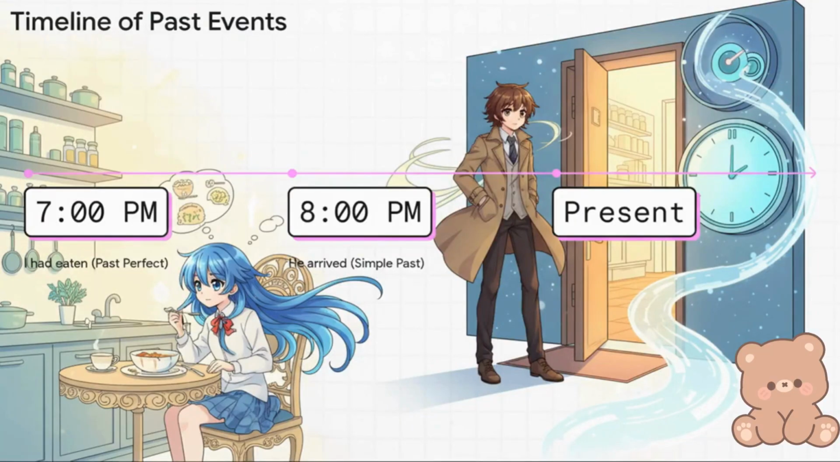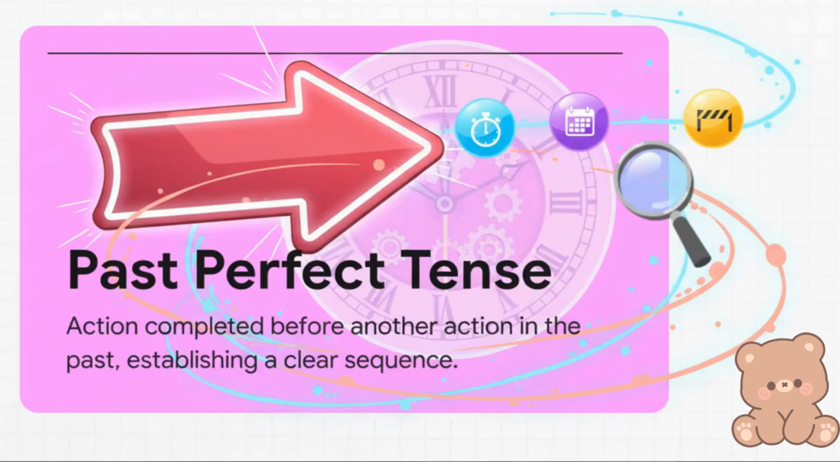Think of the simple past tense as our base timeline. Imagine we have now, the present day. Moving backward to, say, 8 p.m., we hit our simple past base. He arrived. But if we want to talk about something that happened even before 8 p.m., we need to travel further backward. Let's go to 7 p.m. I had eaten. And this right here is the unbreakable rule. If you have 2 past actions, the older action gets the past perfect, and the more recent action gets the simple past.